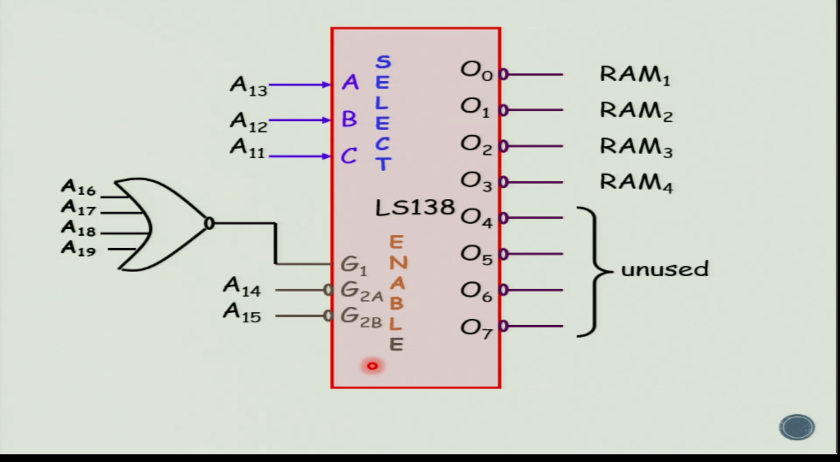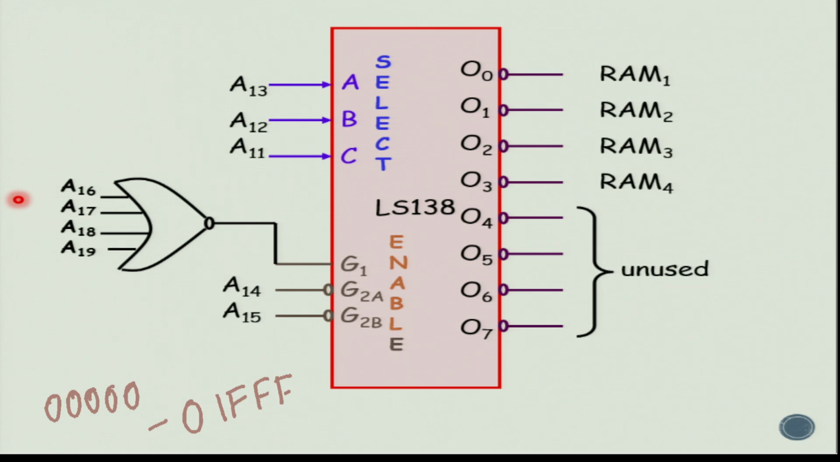So if the address is going to be anywhere in the range starting from 00000 to 01FFF, for all of them the A14 and A15 lines are going to be 00. Since they are going to be 00, G2A bar and G2B bar will be enabled.